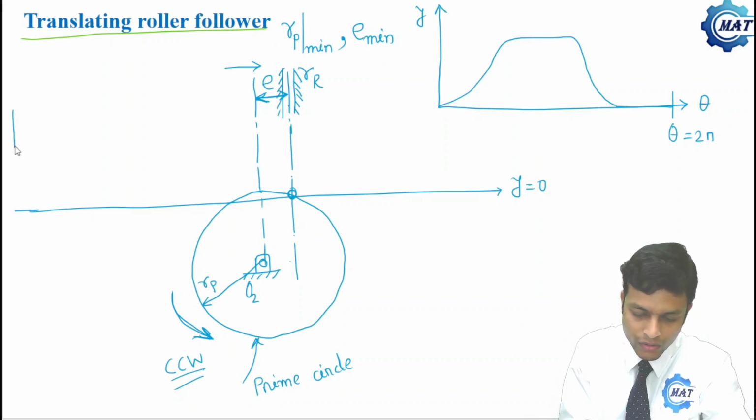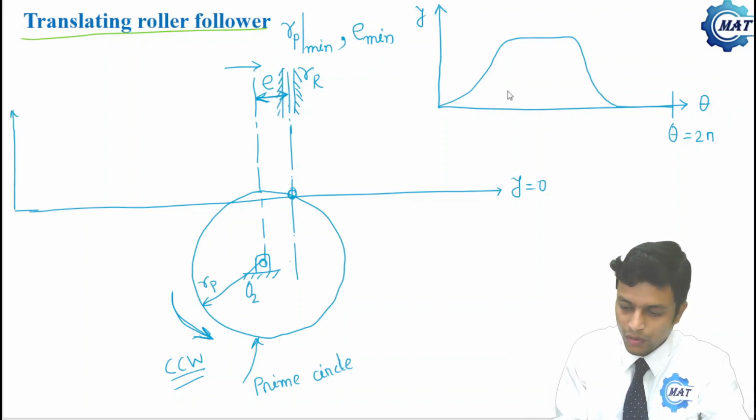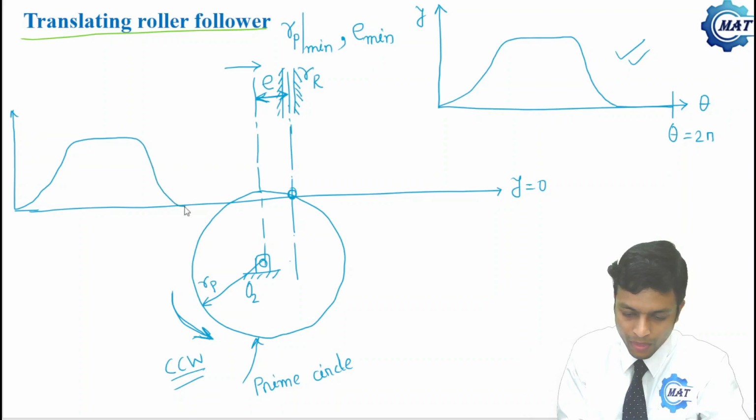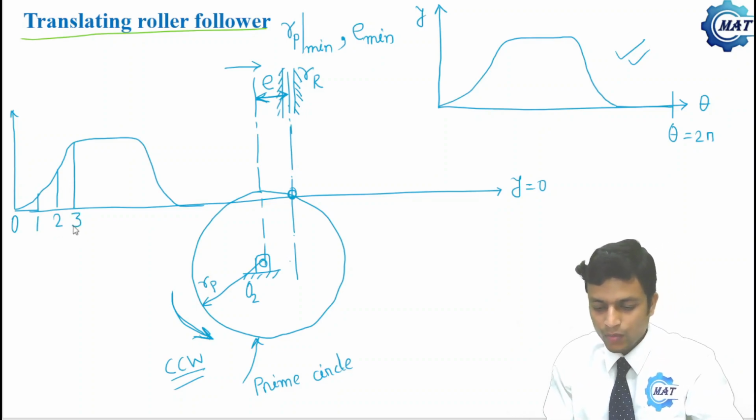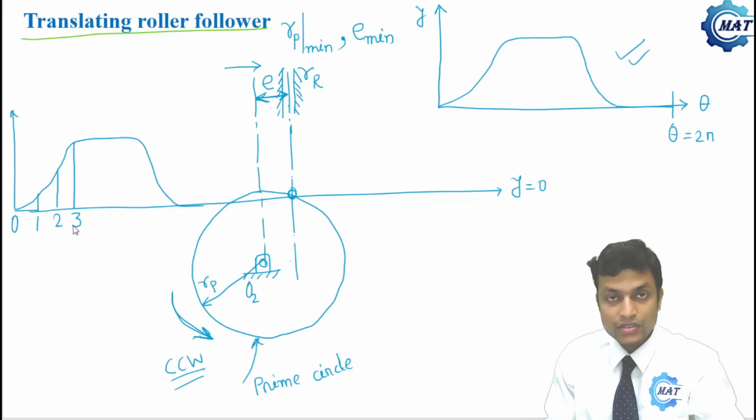Similarly here also we'll shift the y theta curve. This y theta curve will shift to here. Say I am drawing only for the rise phase. We'll divide it, say here we are dividing it into three equal divisions, 1, 2 and 3. You can take more divisions, then accuracy will be more.